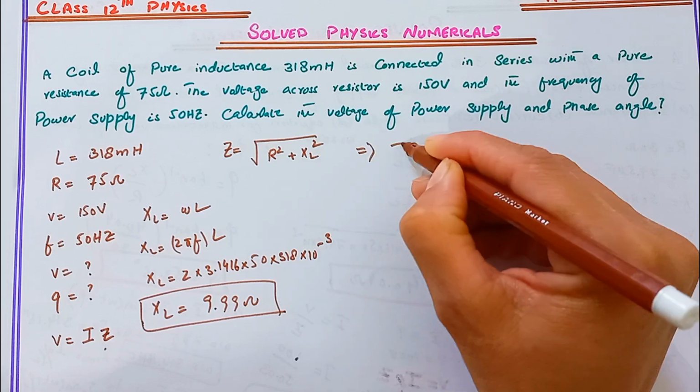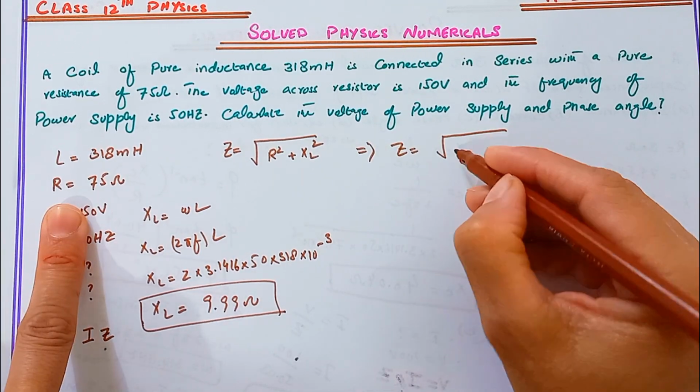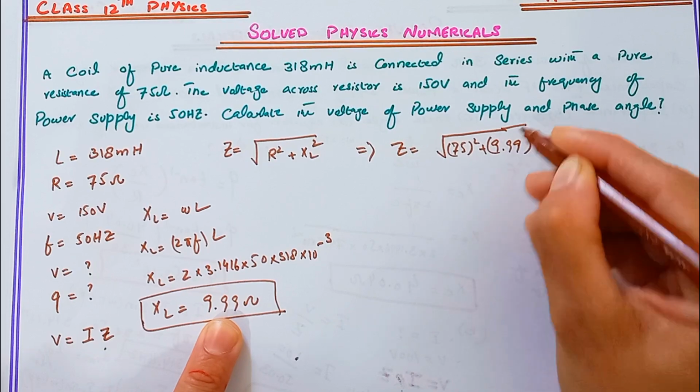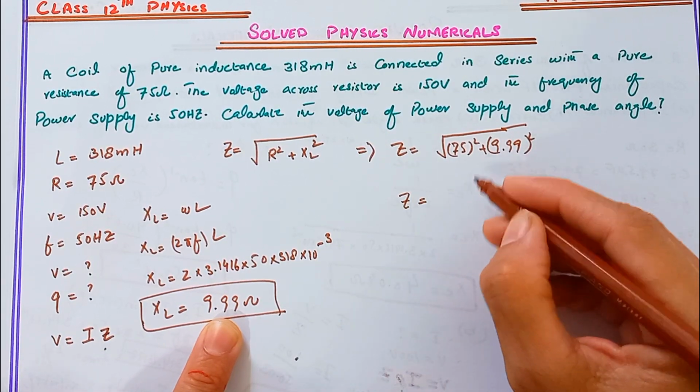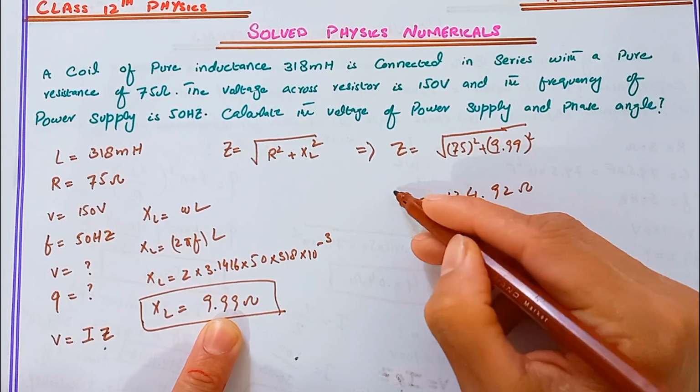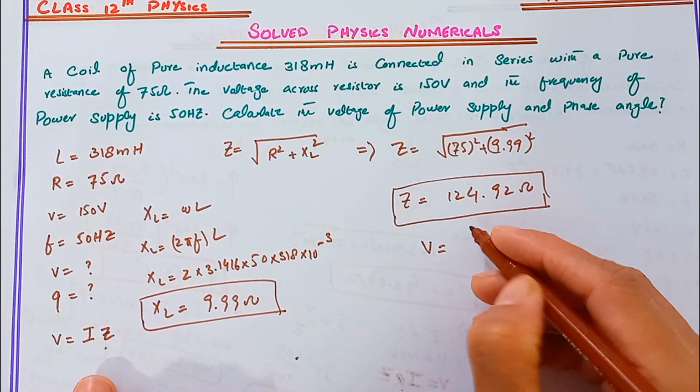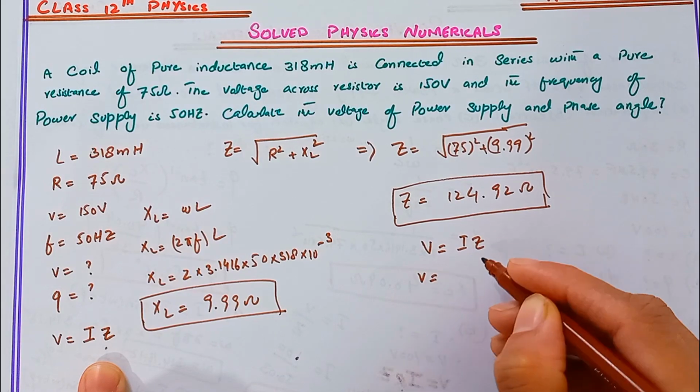So here Z is equal to the square root of R, which is given as 75, square plus XL, which we found as 99.9, whole square. By using the calculator, we find Z is equal to 124.92 ohm. That is the impedance. Now we find the voltage. The voltage formula is V is equal to IZ.